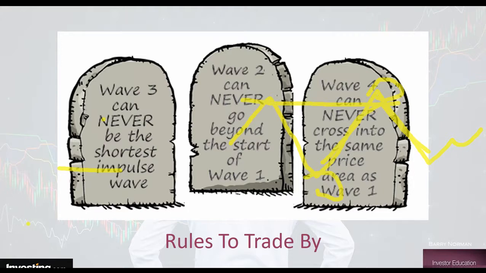Wave 2 can never go beyond the start of wave 1, and wave 4 can never cross into the same price area as wave 1. Those are the rules we live by. Without those, we don't have an Elliott wave. Once we've lived up to these rules, we then have the different interpretations of what is happening within those waves or the subwaves.